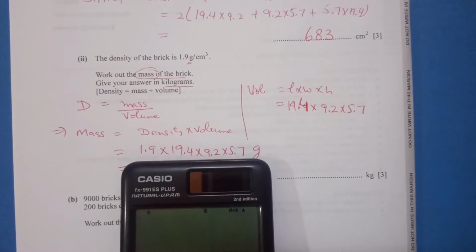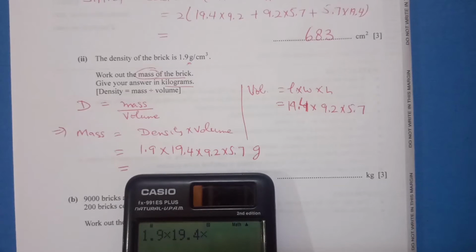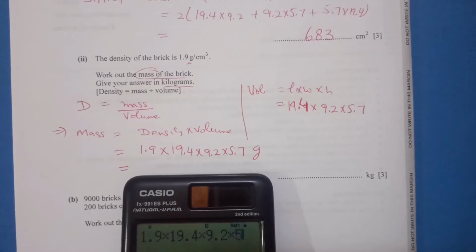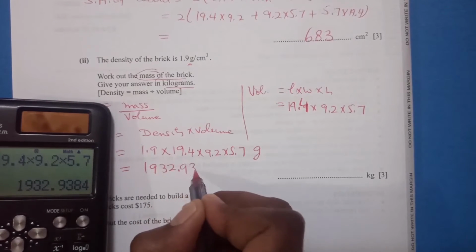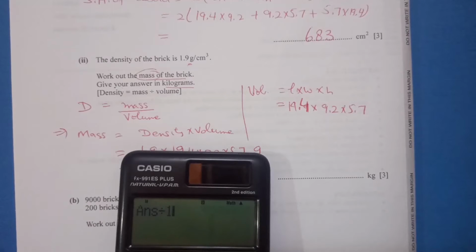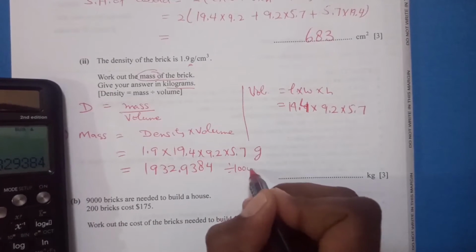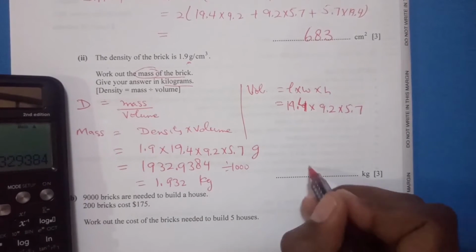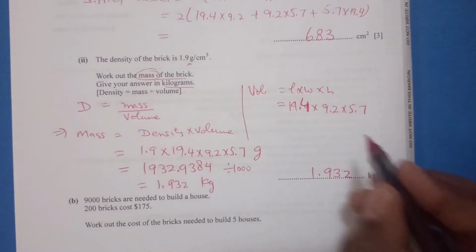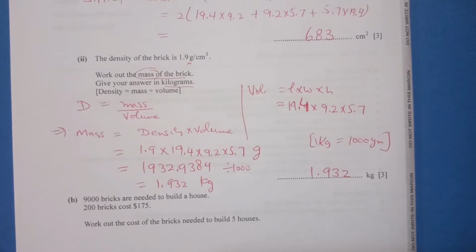So it's 1.9 times 19.4 times 9.2 times 5.7. So we got this, 1932.9384. Now divide this by 1000, because when you divide this by 1000, it will become kilograms. So it is 1.932 kilograms, right? Because 1 kilogram is equal to 1000 grams. So that's why we have divided it by 1000, right?